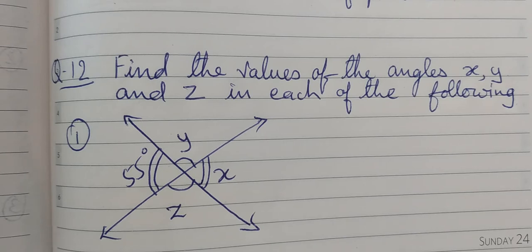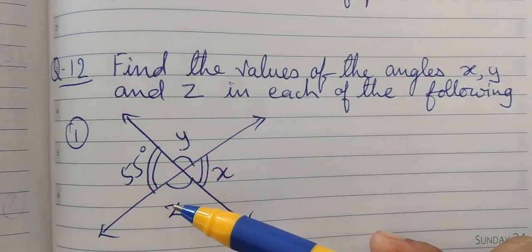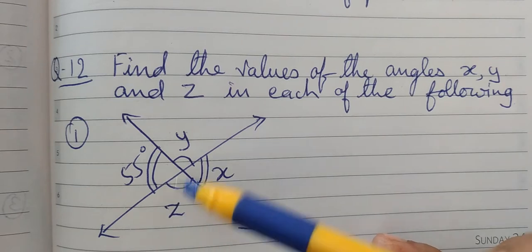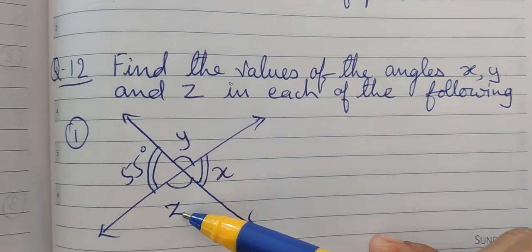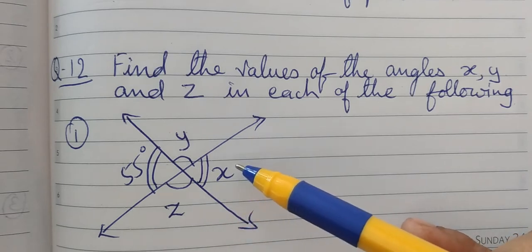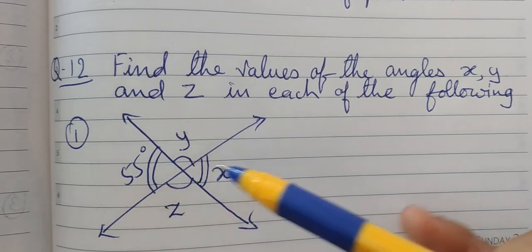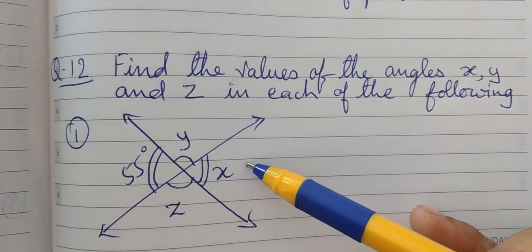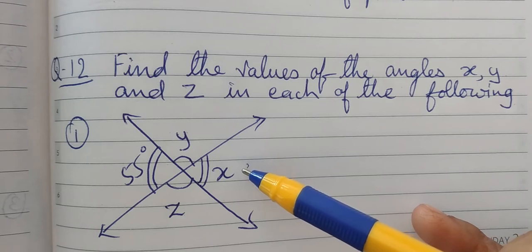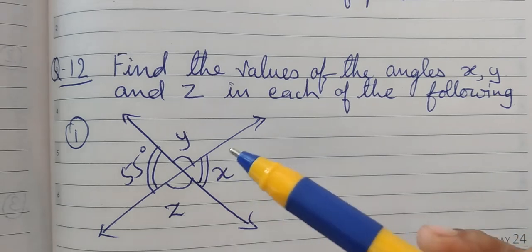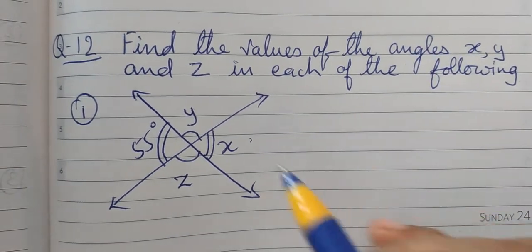So here y and z are going to be equal because they are vertically opposite angles, and in the same way x will be equal to 55, because this angle and this angle are a pair of vertically opposite angles. Now let's see how we are going to calculate it.